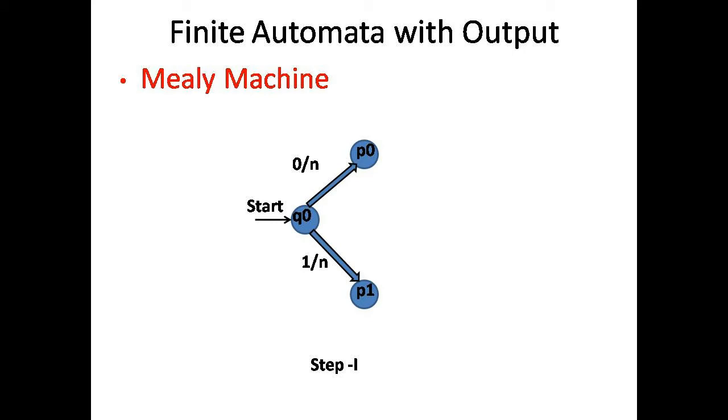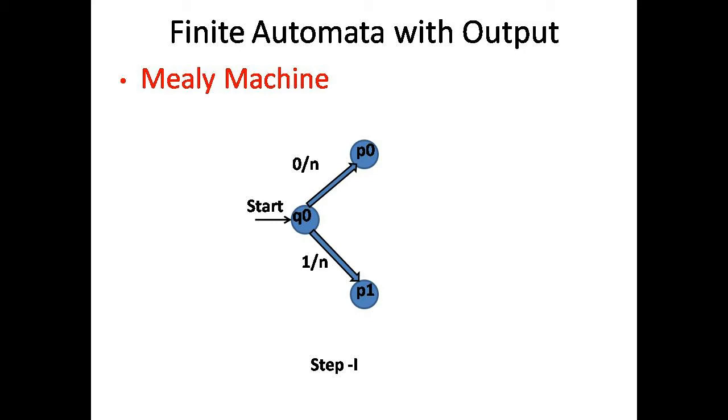Let us assume that the initial state is Q0. From Q0 there will be two transitions, one on 0 and the other on 1, as sigma is equal to {0, 1}. On 0, we should make the transition to some other state, say P0, which will look for the second consecutive 0 to get 00.